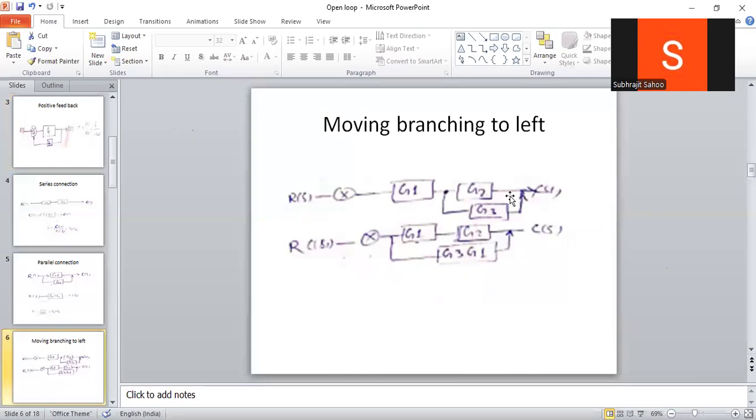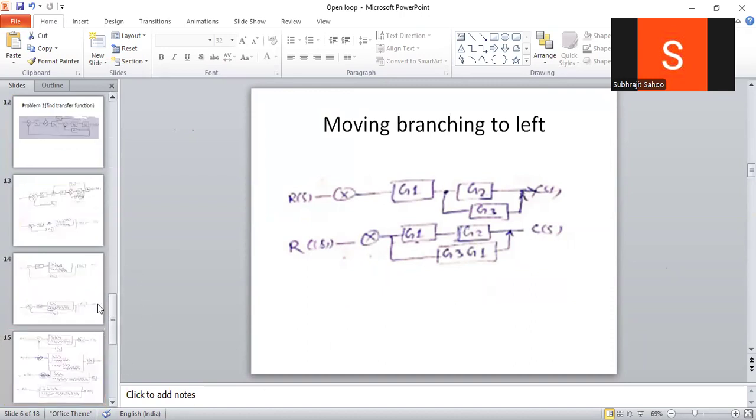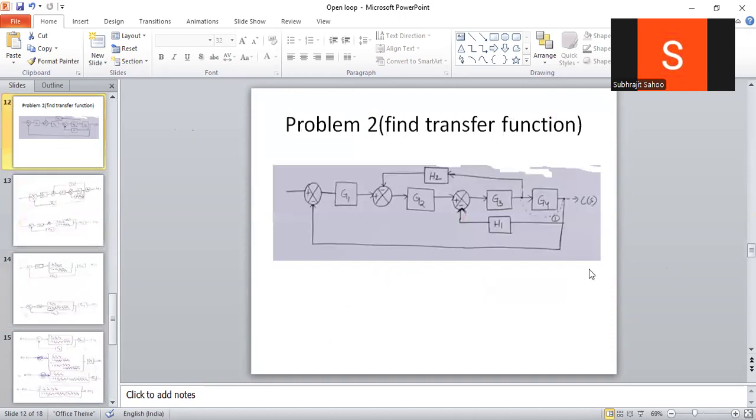Here moving branching to left. What in the problem, what will happen? Suppose I will show you the problem first. This is a problem. You have to solve this problem, this block diagram. This is called block diagram, and you have to find the transfer function.